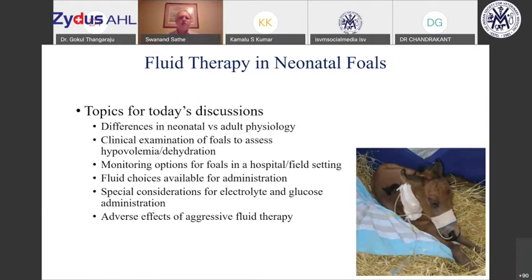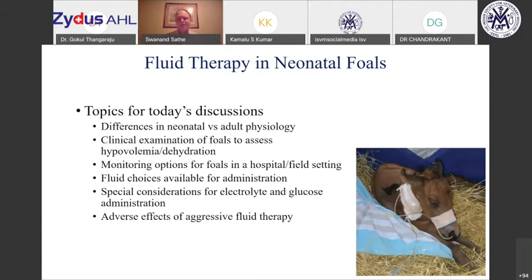We would like to also discuss certain aspects of monitoring options that are available for foals in a hospital as well as field setting, especially pertaining to laboratory monitoring. And then what fluid choices do we have for administering to these neonatal foals? We would like to touch base on special considerations on certain electrolytes as well as glucose requirements for neonatal foals. And then lastly, we would finish off with adverse effects of aggressive fluid therapy that can happen with overzealous fluid administration.